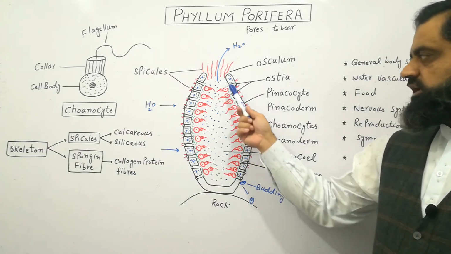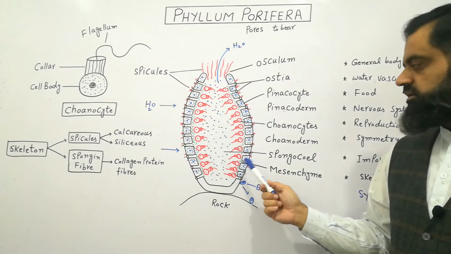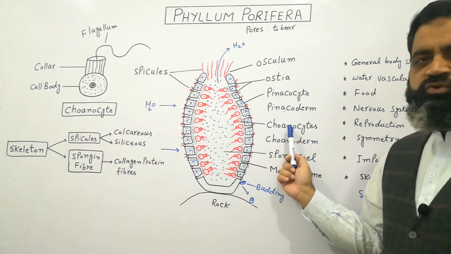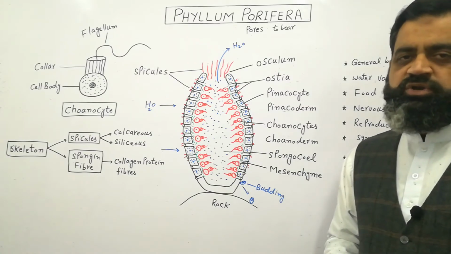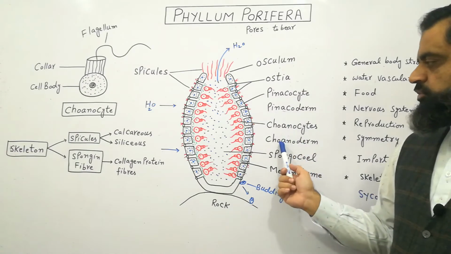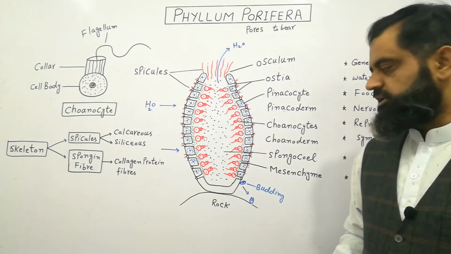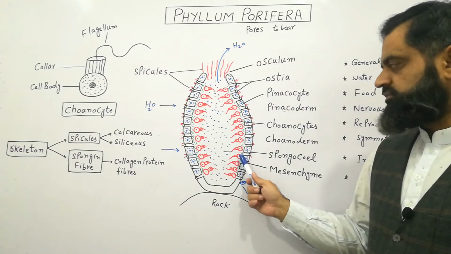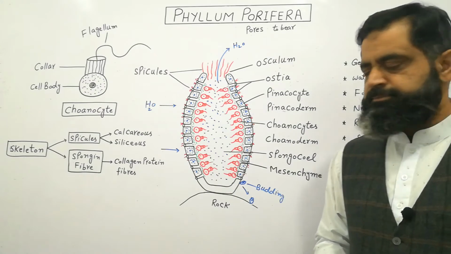If you look inside the body, there is one more layer of cells which you can see in red color. These are Choanocytes. Choanocytes join together to form a layer of cells known as Choanoderm. Between the Pinacoderm and Choanoderm, there is a non-cellular, acellular or gelatinous material known as mesenchyme. You can see it in green color. This is the part where amoeboid cells are present.